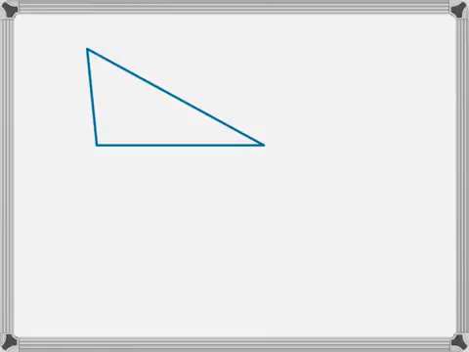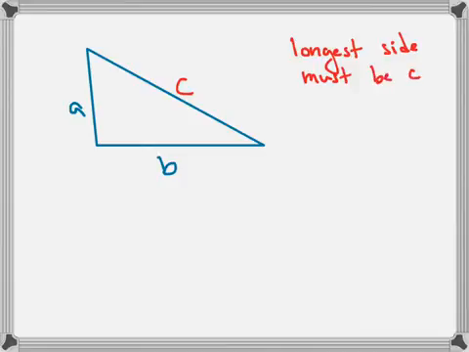So when you're given a triangle and it is not labeled as a right triangle, there's nothing labeled as a right angle, you cannot trust your eyeballs. This one looks like maybe it's a right triangle, but maybe it's not. So you can still label the sides A, B, and C. C still has to be the longest side. The longest side still has to be C to use this, the converse of the Pythagorean theorem.